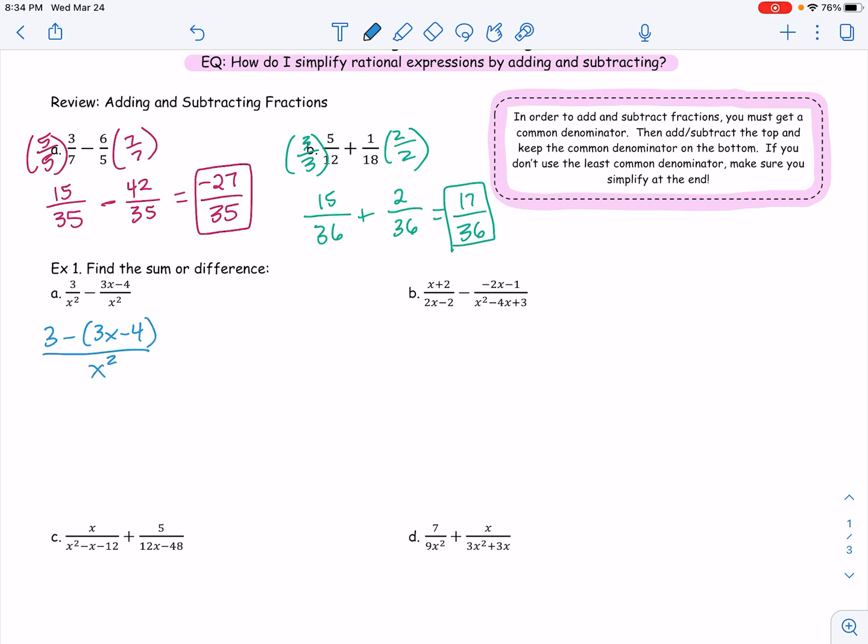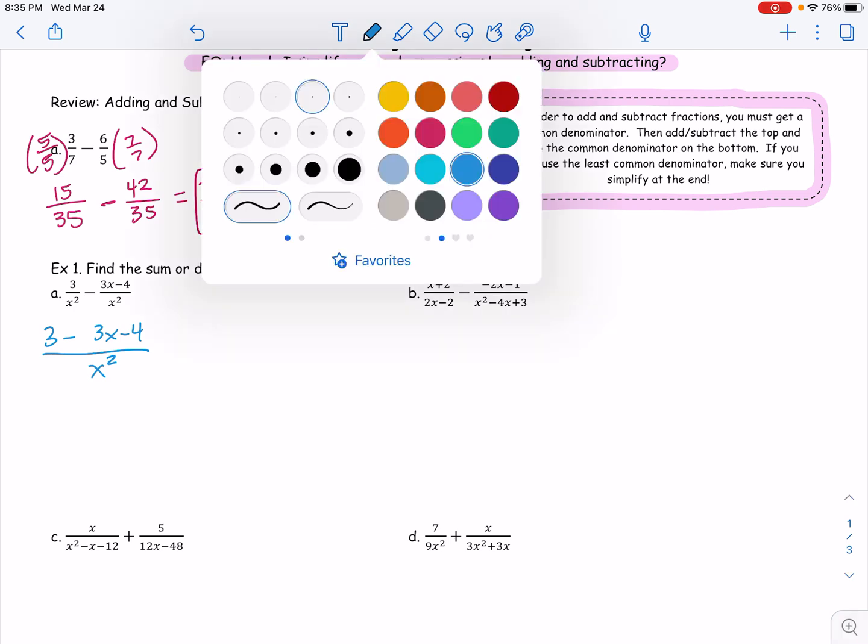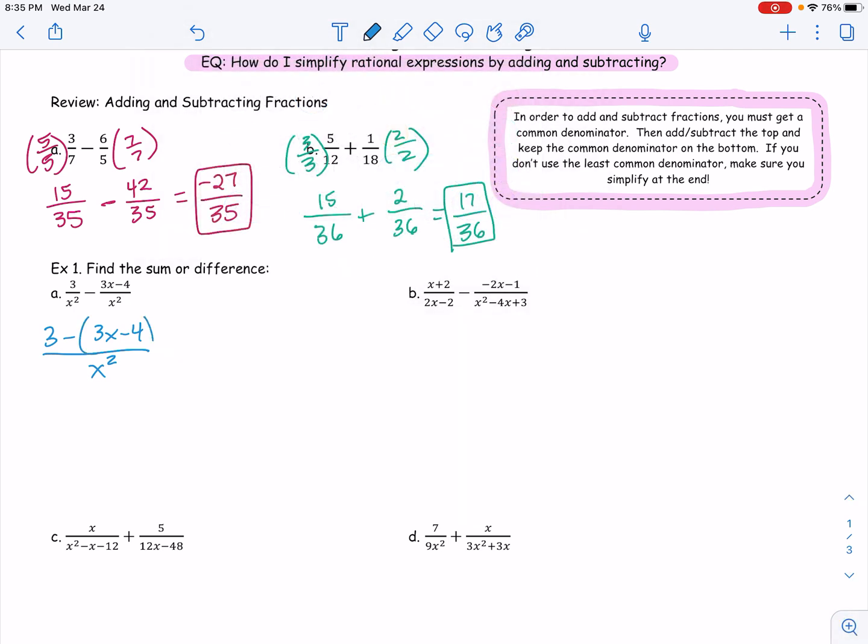Be careful whenever you're subtracting an expression. I'm not just subtracting the 3x. So if I would not have put the parentheses there, your answer probably would have been wrong. Remember, we have to distribute that negative. Okay, so really this is now 3 minus 3x plus 4 over x squared, which is going to be negative 3x plus 7 over x squared. And you can rewrite that as 7 minus 3x if you want. Doesn't really matter the order.